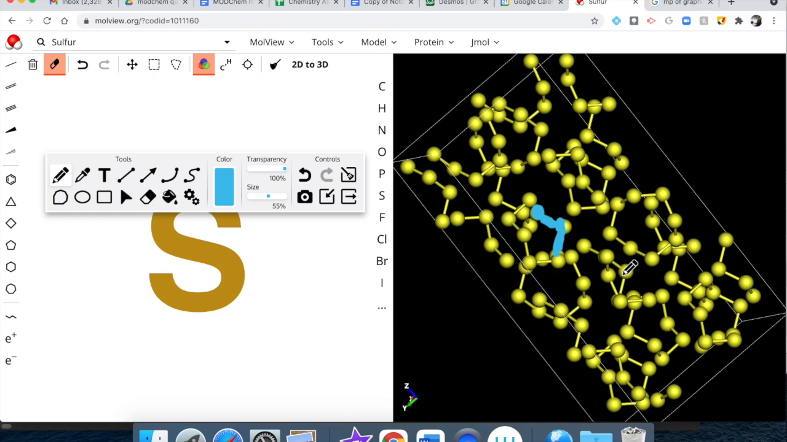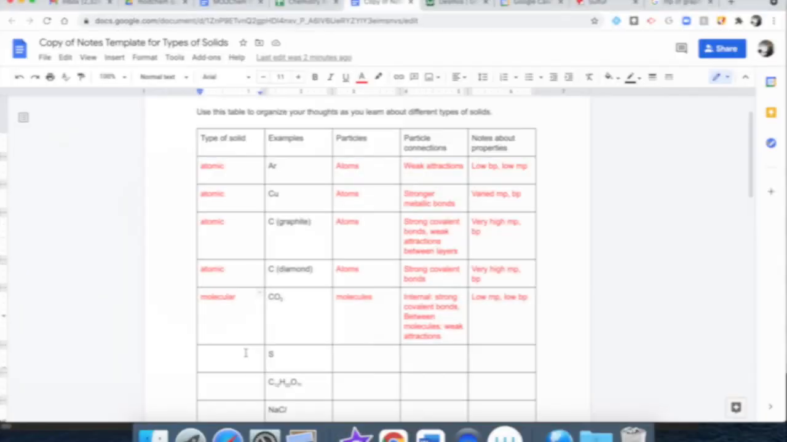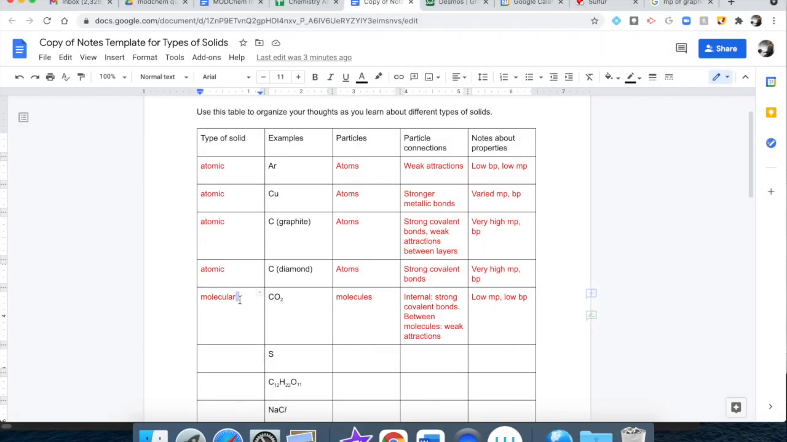Now, it's higher than carbon dioxide. Bigger molecules tend to have stronger attractions for each other, but it's still pretty weak, and so it's still going to have a pretty low melting point. So sulfur, like carbon dioxide, is a molecular solid.